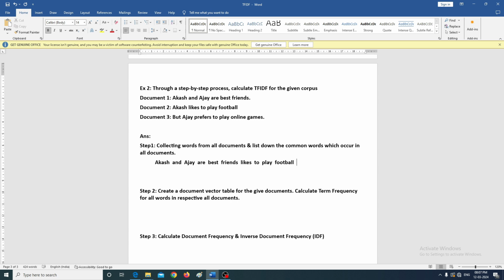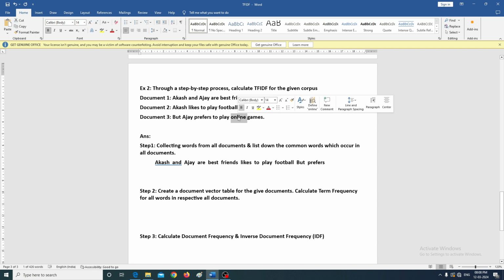Here document 2 is completed. Coming to document 3. Document 3 has the words but, Ajay, prefers, to, play, online, games. The first word, but, is a new word, not in documents 1 and 2. Ajay already comes in document 1, no need to consider it here. Prefers is a new word, it is not available in the above two documents. To is already available in document 2. Play, sorry, it is an old word, it is available in document 2.